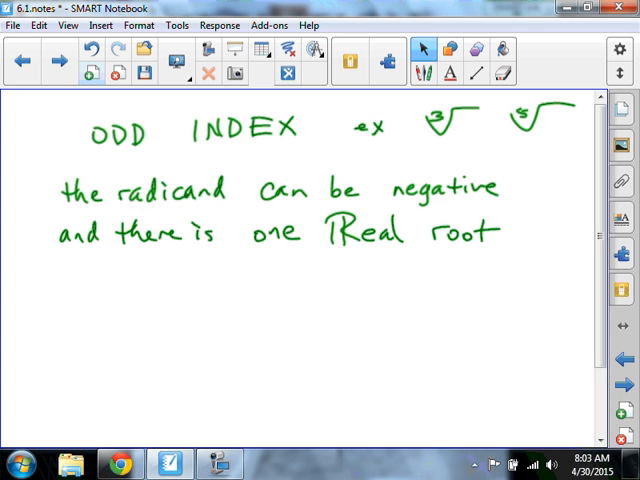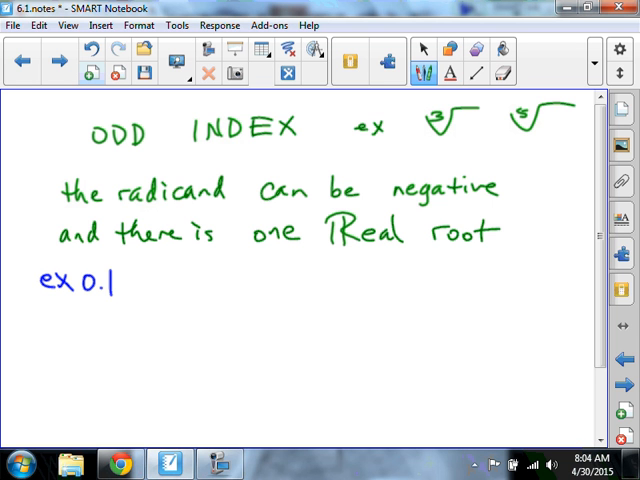Now you might remember from chapter 4 when we studied square roots, if we had the square root of negative 1, remember what that was called? The square root of negative 1? It's i. It's not real. It's imaginary, right? So what's going to happen here, we'll go to example 0.1.